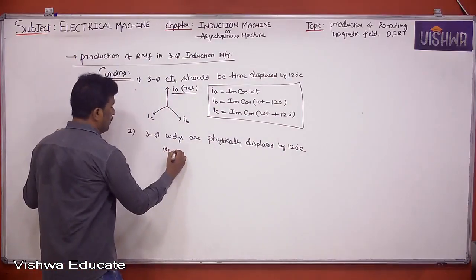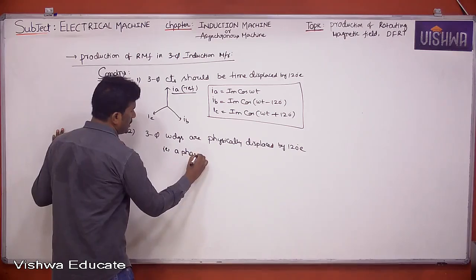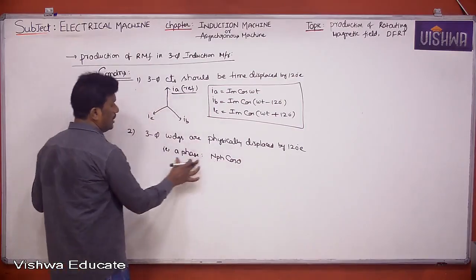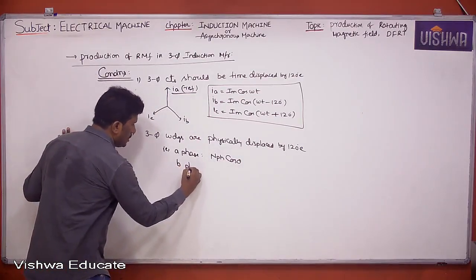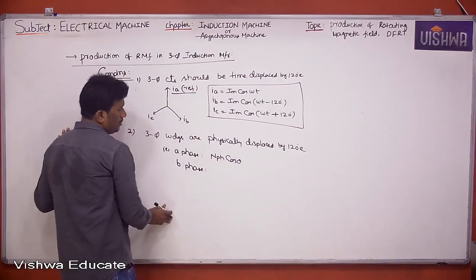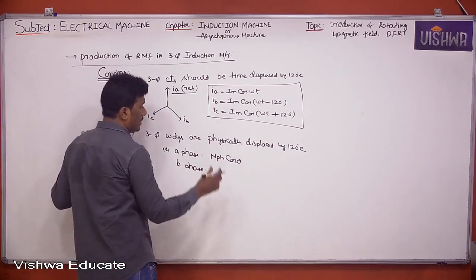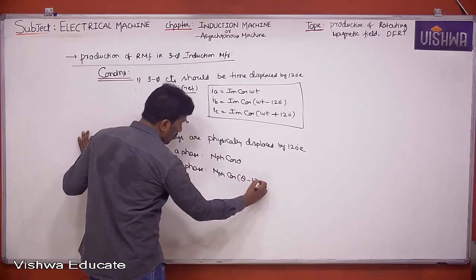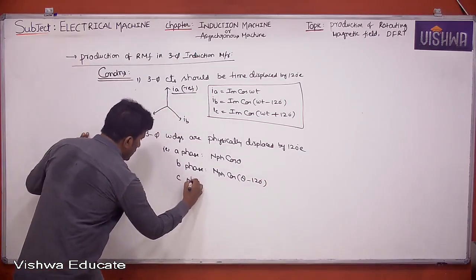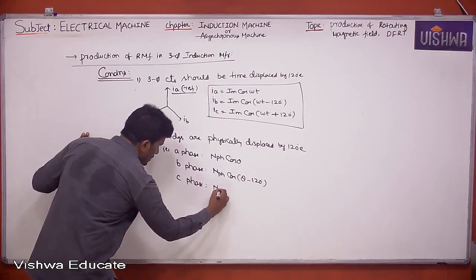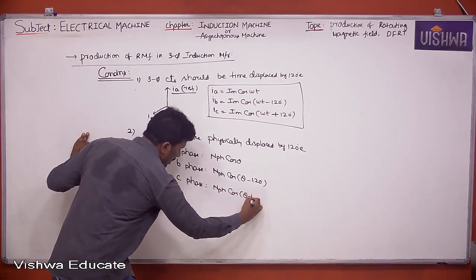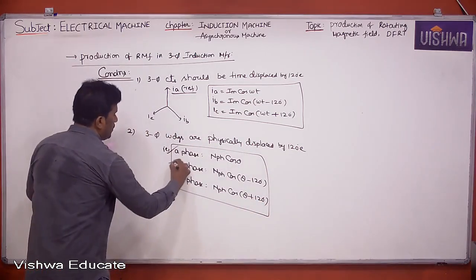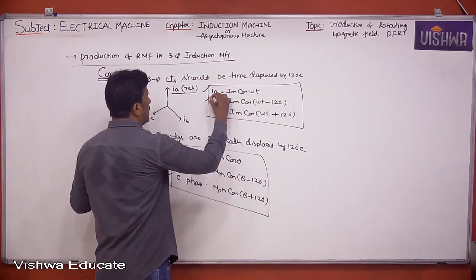For example, in A phase I place windings of N phase cos theta turns. In B phase, you have to maintain 120 electrical when compared to the A phase windings, so N phase cos of theta minus 120. In C phase, let me take N phase cos of theta plus 120. These are the numbers of turns I have taken in A phase, B phase, C phase, and these are the currents I have taken in A phase, B phase, C phase.